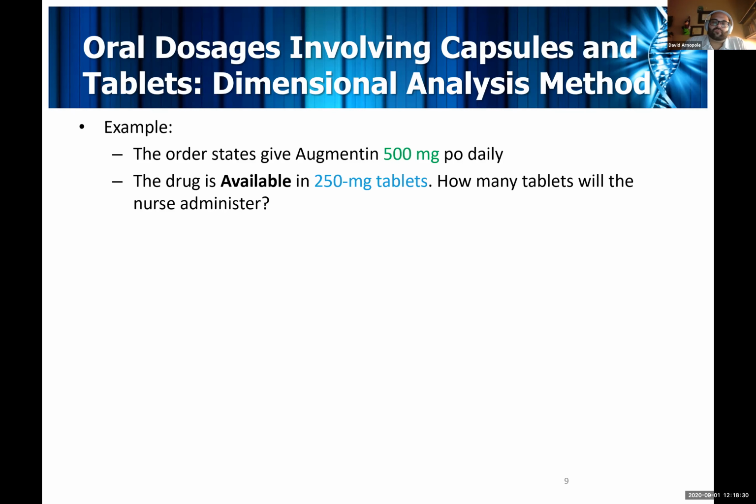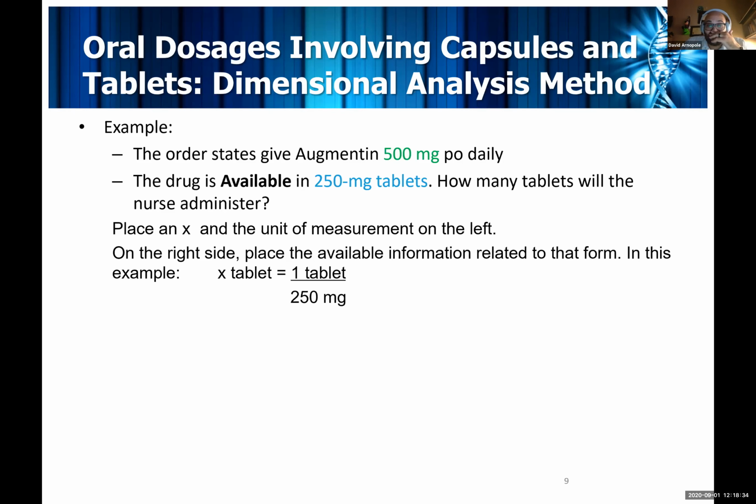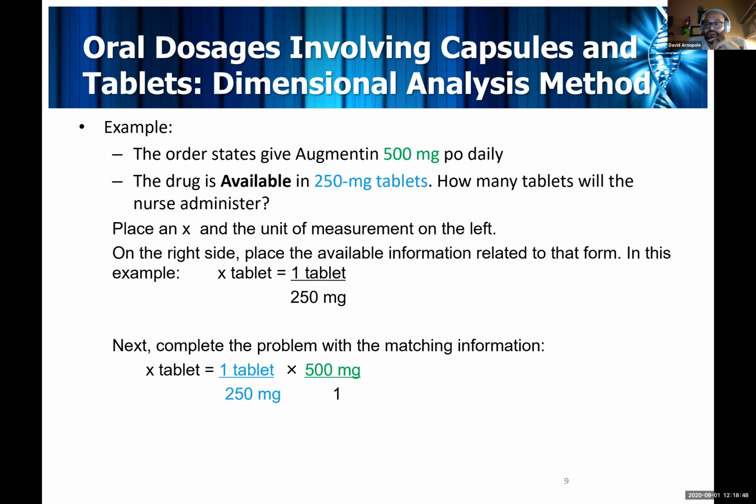Okay. So, how many tablets? Place an X. X tablets is 1 tablet per 250 milligrams because it says available 250 milligram tablets. So that tells me 1 tablet per 250 milligrams. I then have the 500 milligrams to work with. And again, I put it over the number 1 because 500 over 1 is just the number 500.